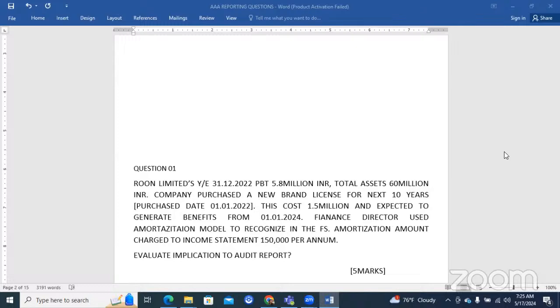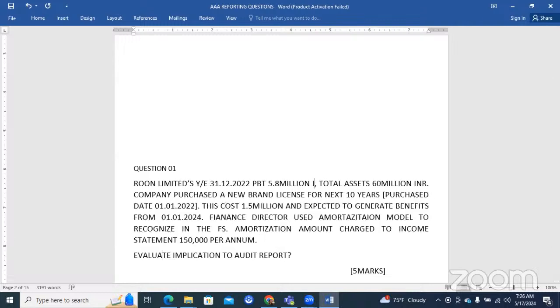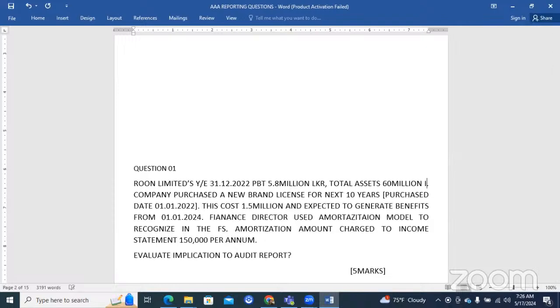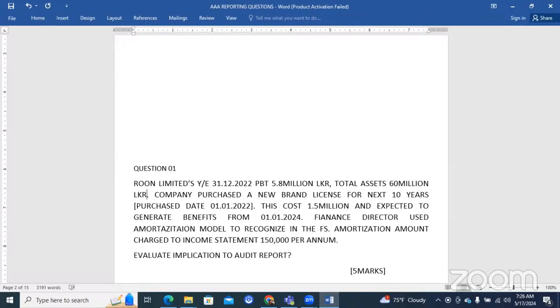See here, if I take this story, Rule Limited's year end is 31st December 2022. Profit before tax is 5.8 million INR. I'll make it LKR for you all. Total assets 60 million. Why did they give these things? To assess materiality. You all know ISA 320 speaks about materiality. Materiality can be assessed using a certain threshold. Total assets, profit, net assets, or revenue can be used as a threshold.